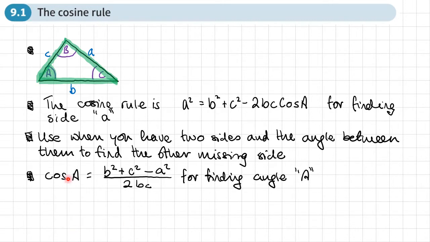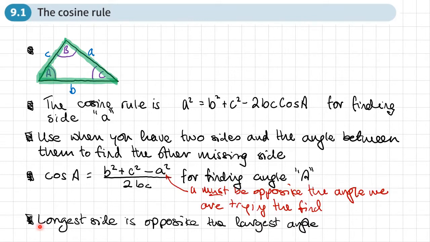Now since the angle we're finding is angle A, look at where a is in the formula. It's this bit here. So this side must be opposite the angle we're trying to find. Then the last bit of information, this is not just for the cosine rule but for any triangle, and that is the longest side is always opposite the largest angle. So the shortest side would also be opposite to the smallest angle.